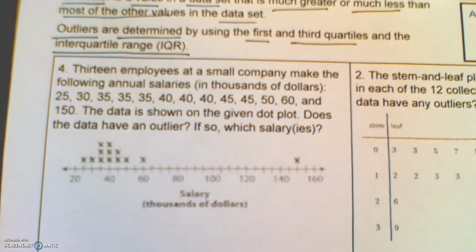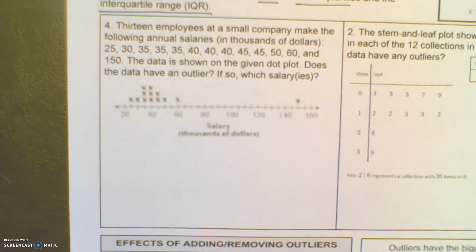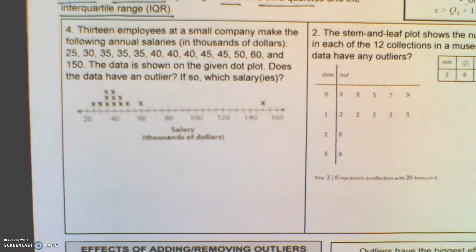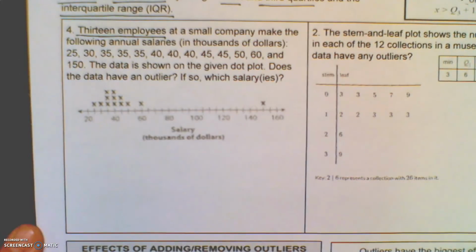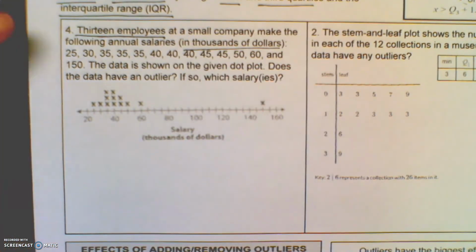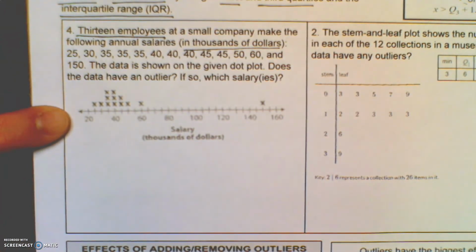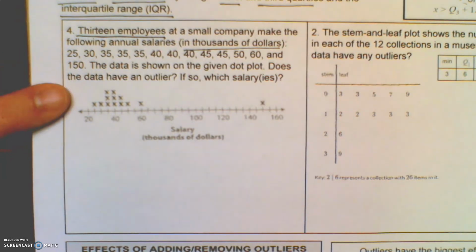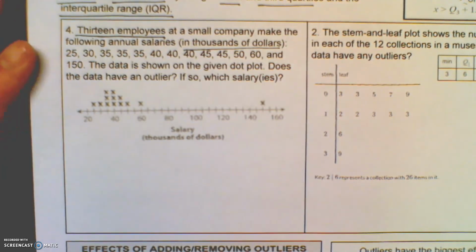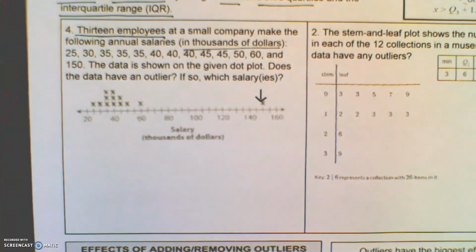So let's look at an example. It says we have 13 employees at a small company making the following annual salaries in thousands of dollars. We have the 13 salaries located here and in the dot plot. Does the data have an outlier? Okay, it looks like it does here. We need to determine if it is actually an outlier.